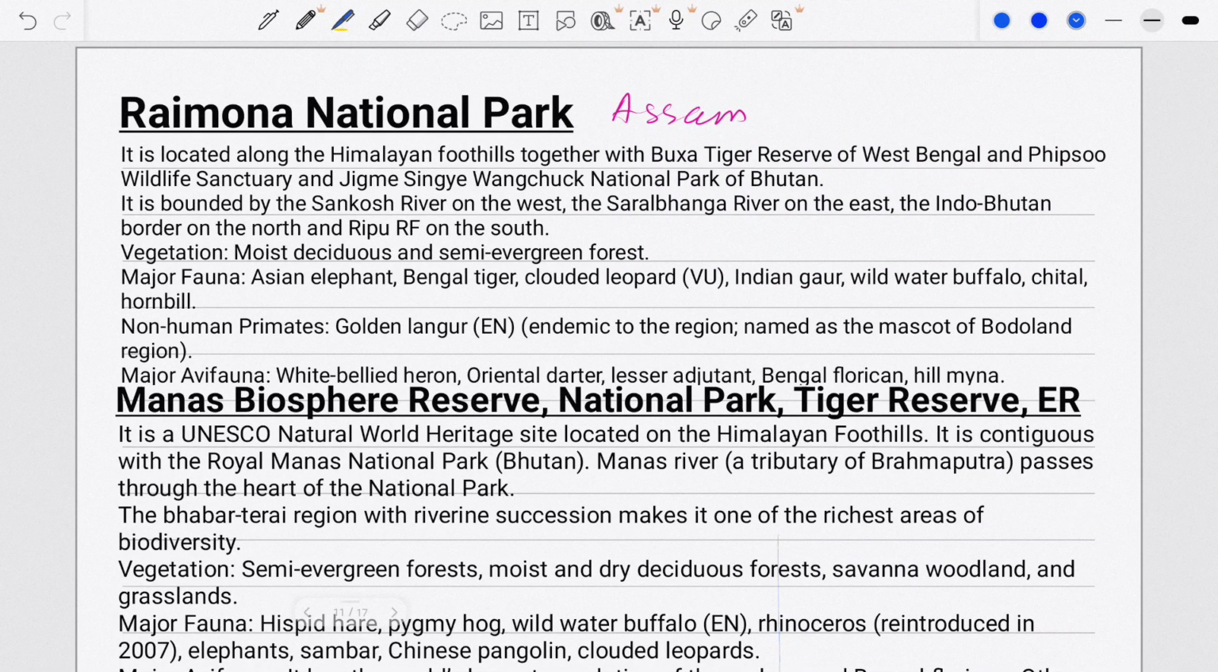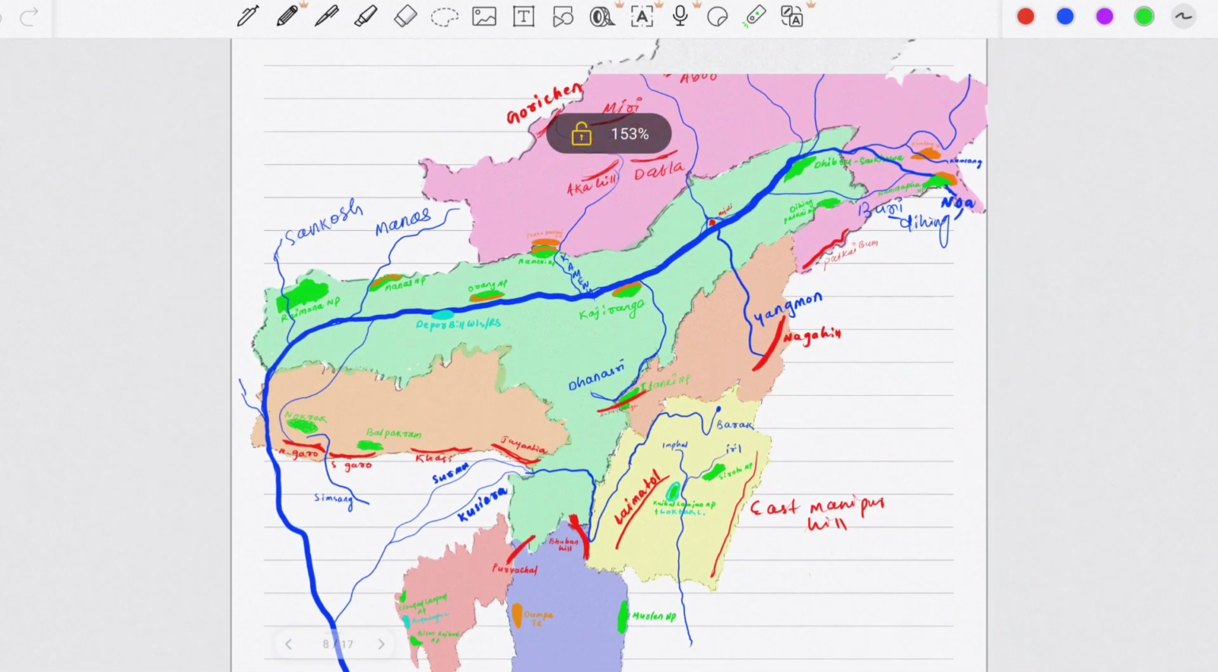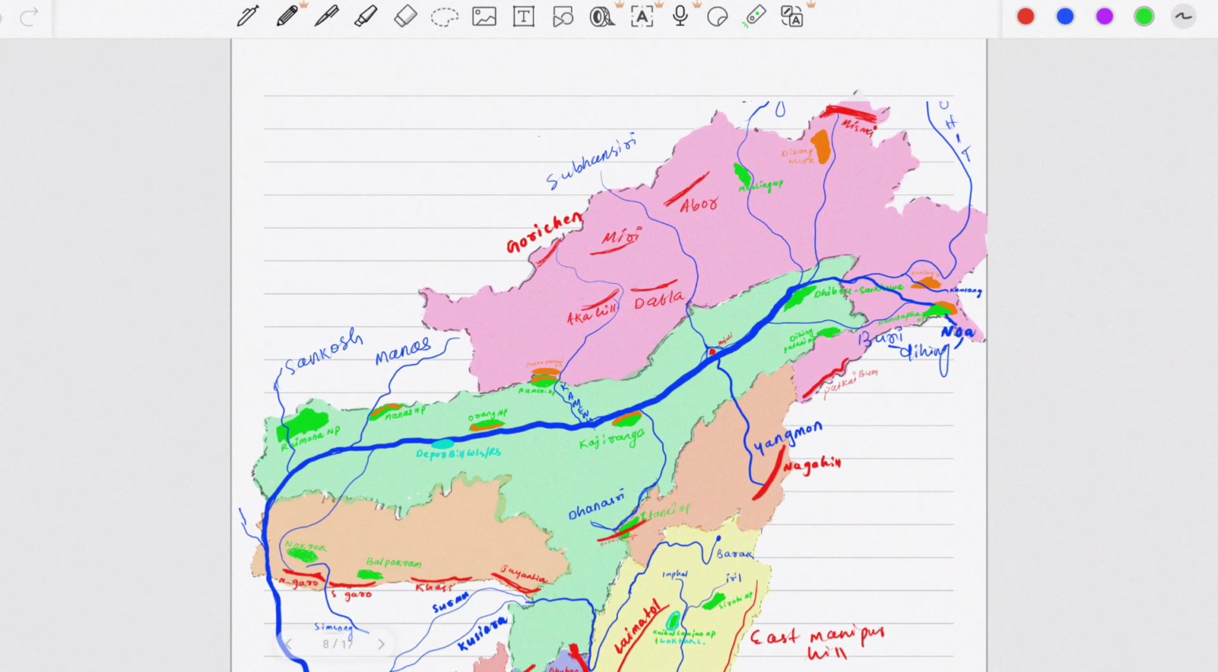So let's get started. I consider you all have some idea about the rivers that are flowing in the state of Assam. But if you don't, you can still learn with me. First of all, this is our river Brahmaputra, which is also known as Yarlung Tsangpo, which originates from the Tibetan plateau. It enters Arunachal Pradesh as the Siang, then enters Assam and flows as the Brahmaputra river.